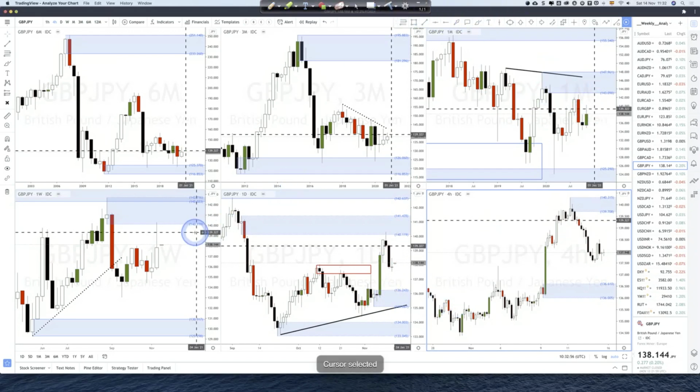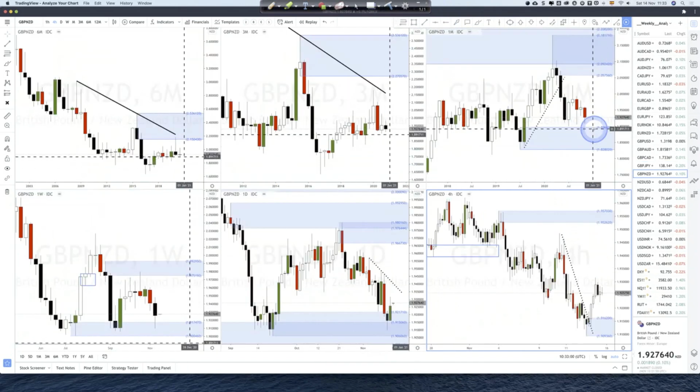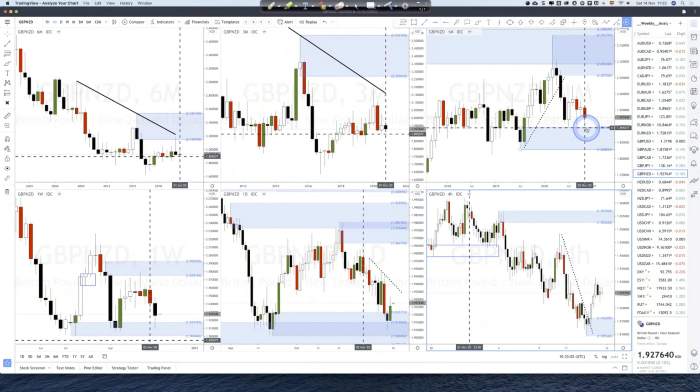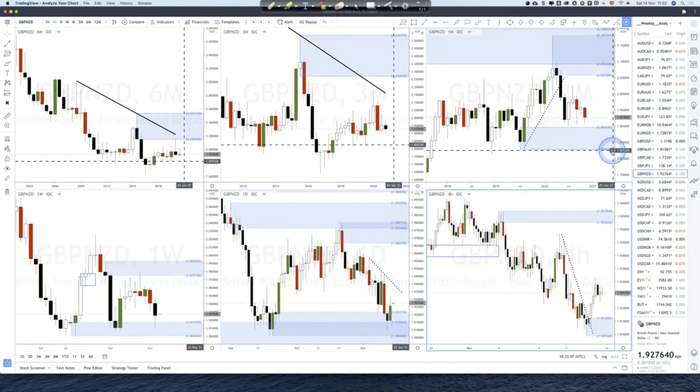But like I said, unclear. Pound Kiwi, very close to the monthly area of demand, no retracement yet. It didn't hit the proximal line. Now we have another bearish engulfing pattern, this one in the making.